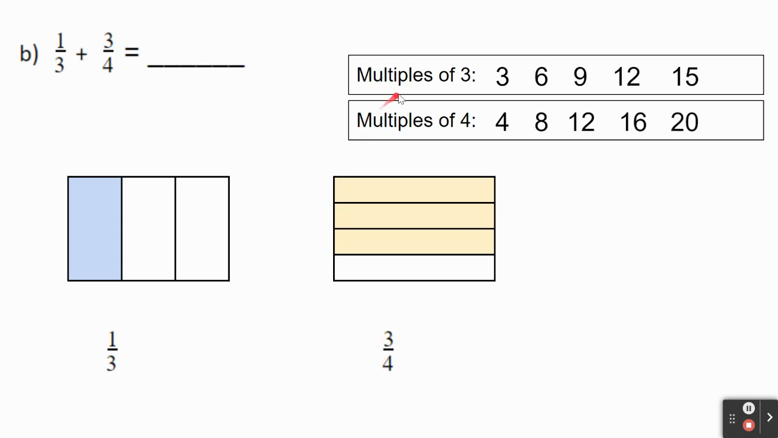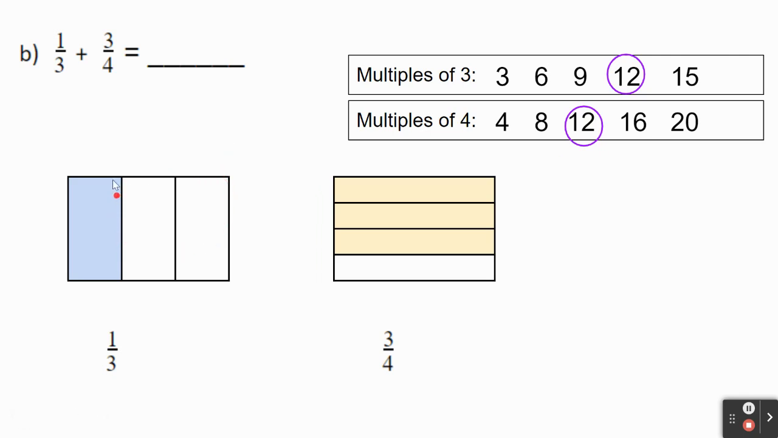If we look at both of these lists, we're trying to find the first number that we can locate in both lists. We can see that 12 is the first number or the first multiple of both 3 and 4. So that means 12 is going to be our common denominator. So we're going to break up each of these wholes into 12 parts.